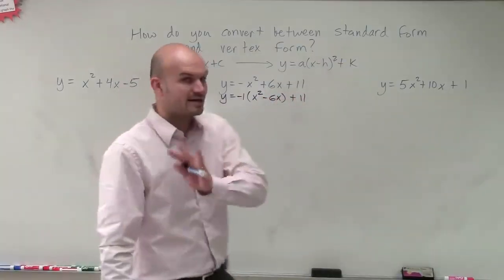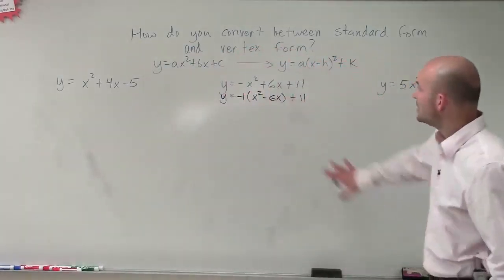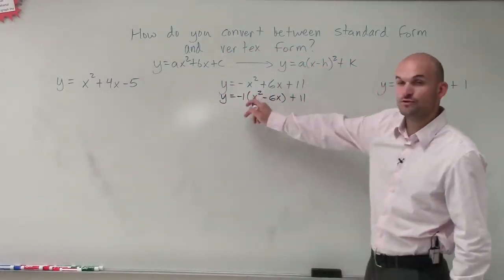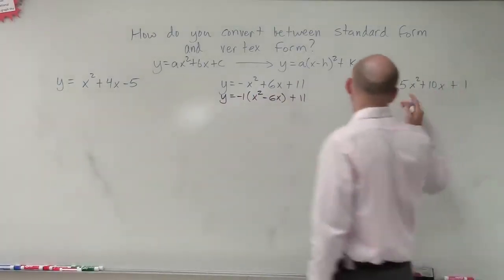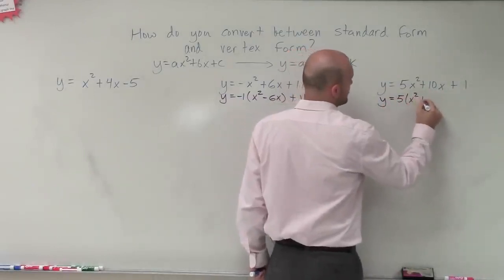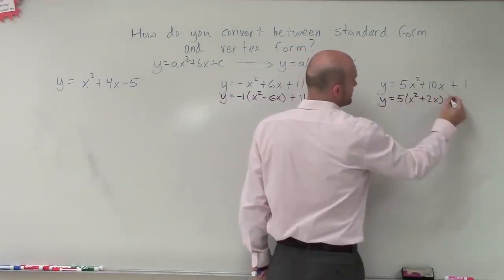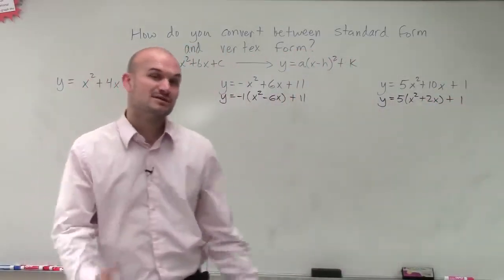Again, I'll talk about completing my perfect square, but as long as my a is now equal to 1, I'm all set. Over here, I have to factor out a 5. So I'll factor out a 5, and I have y equals 5 times (x squared plus 2x) plus 1. Now again, I'm only factoring out of these first 2 terms.